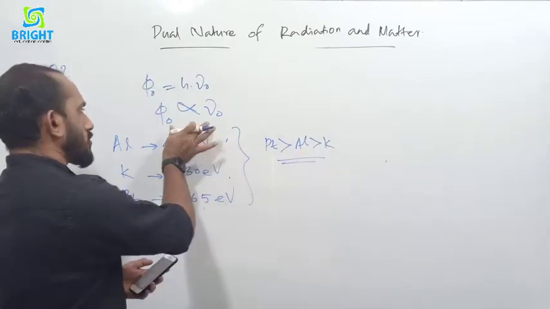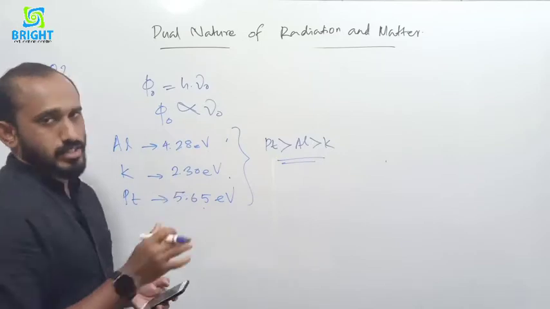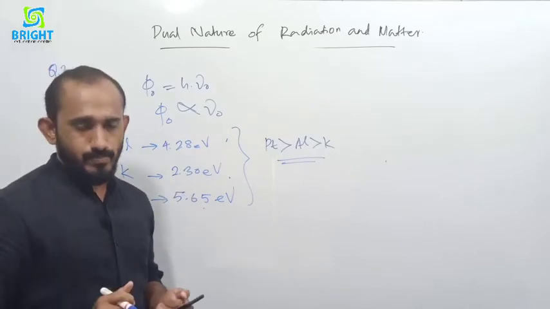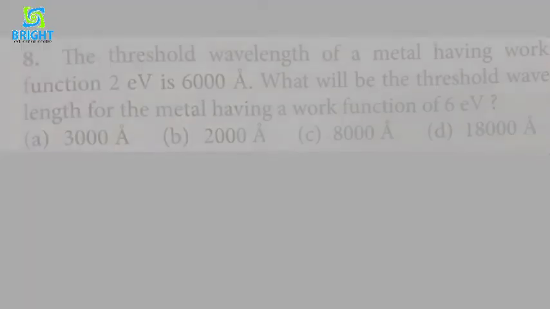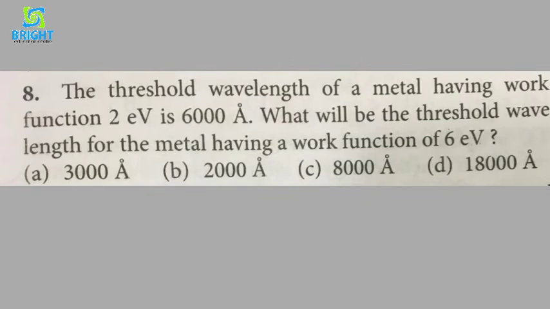It's a simple concept only, how threshold frequency and work function are related. I hope you got it. We get to one more question. The threshold wavelength of a metal having work function 2 electron volt is 6000 Armstrong. What will be the threshold wavelength for the metal having a work function of 6 electron volt?